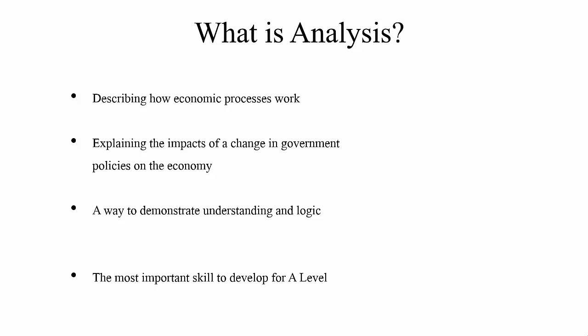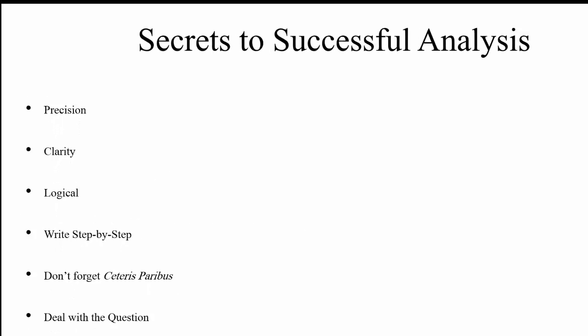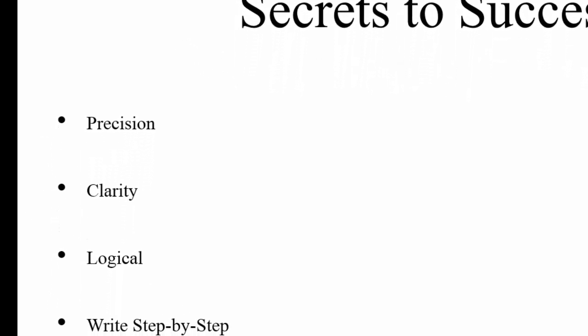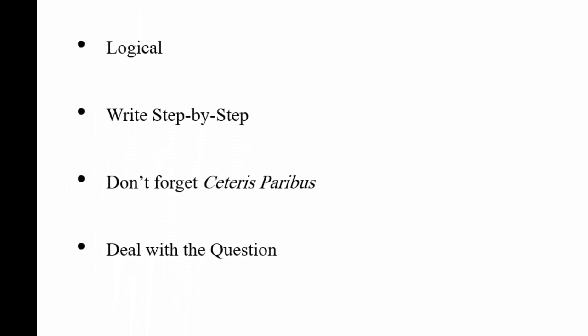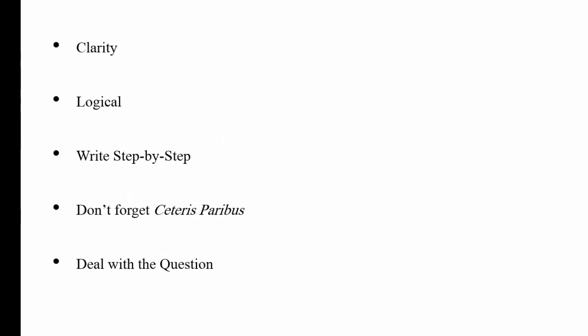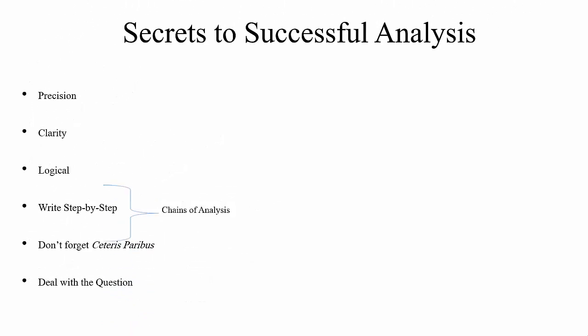We're going to see that analysis is probably the most important skill to develop at A-level, because when we come to do evaluation, the techniques we're going to use for that are the same sort of techniques in terms of logic and how we explain how things work. Let's go through some secrets to successful analysis. Firstly, we've got to be precise. Then we've got to be clear and logical, and we've got to explain things step by step. We can't forget ceteris paribus, all other things being equal, and we've got to deal with the question at all times. We're going to have a look in a couple of minutes at what chains of analysis are and how these are very, very important to doing successful analysis at A-level.